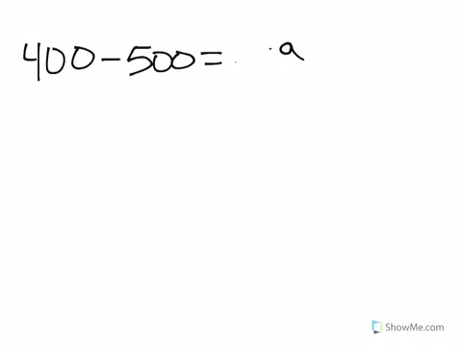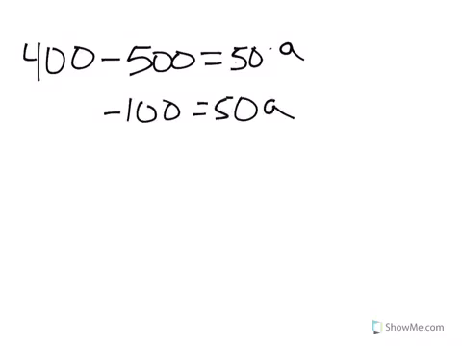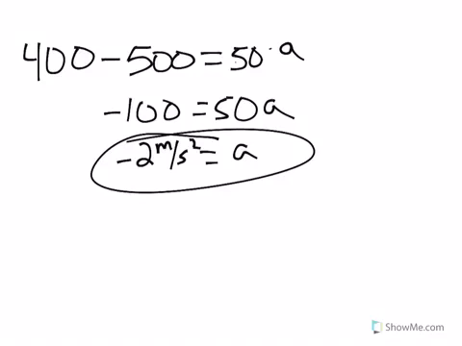So then we come over here, 50, and we get negative 100 equals 50a, which would be negative 2 meters per second squared. And that would be the answer. And so if it's going down, it would be negative. If it's going up, it'll be positive. If the force the scale shows is bigger than the weight, it will go up, and if it's smaller, it will go down. All right, so that's that problem.